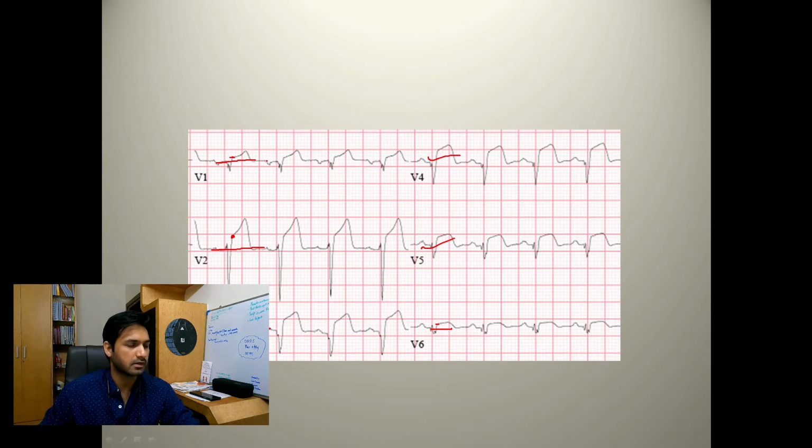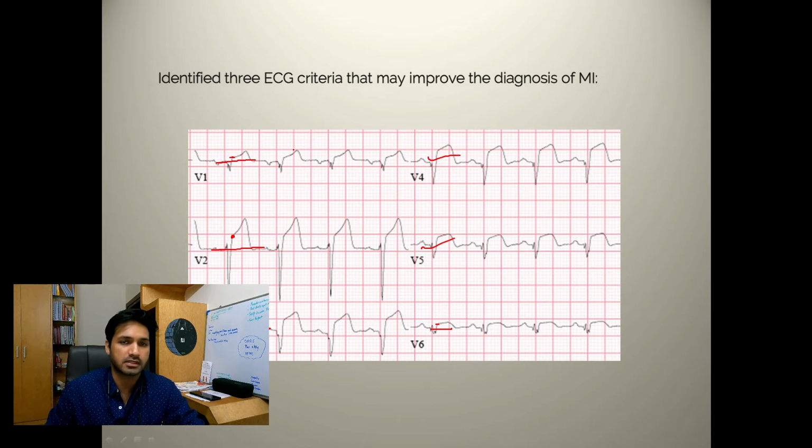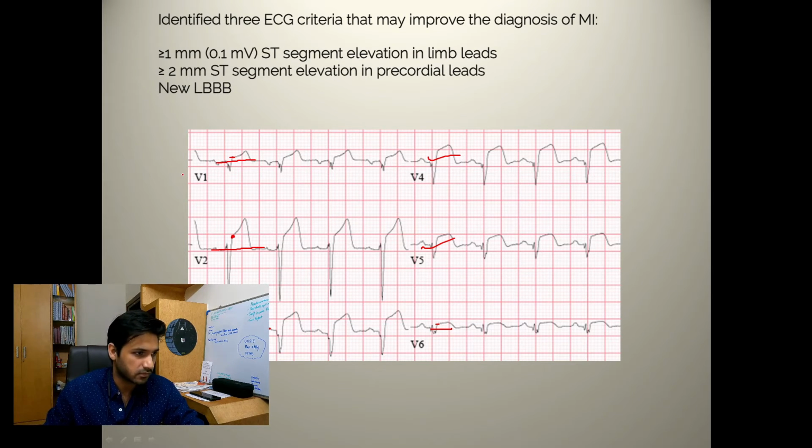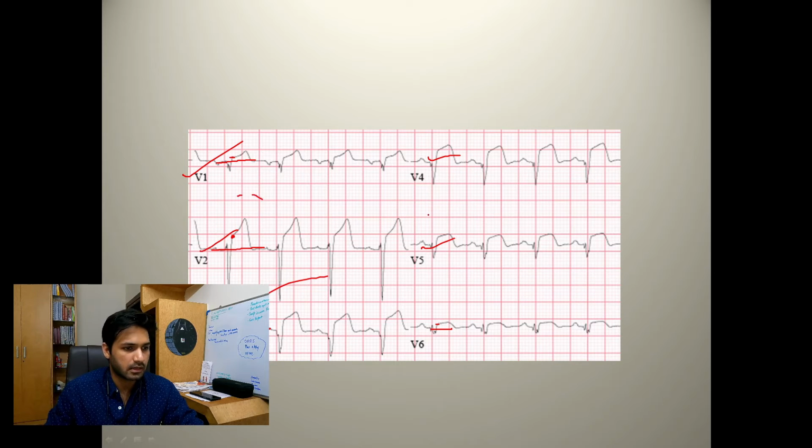So what type of an MI would this be? We have changes from septal to anterior, and we have just minimal changes in lateral wall. So this is probably an anteroseptal STEMI, ST elevation MI. Okay.